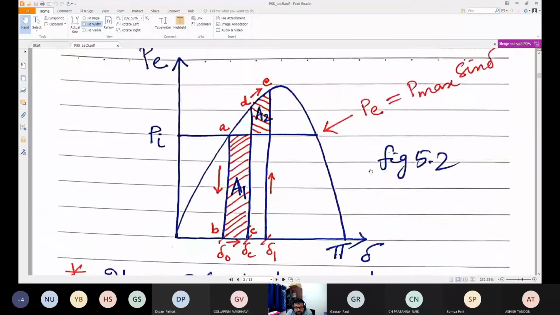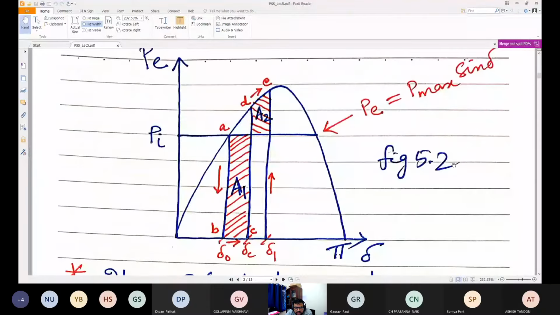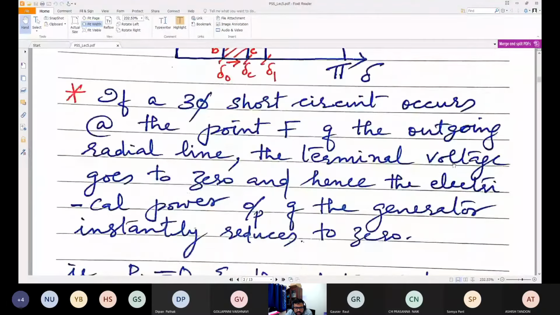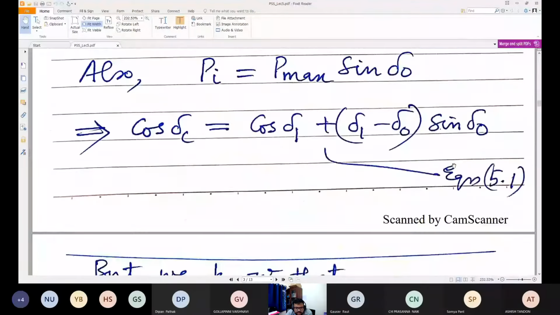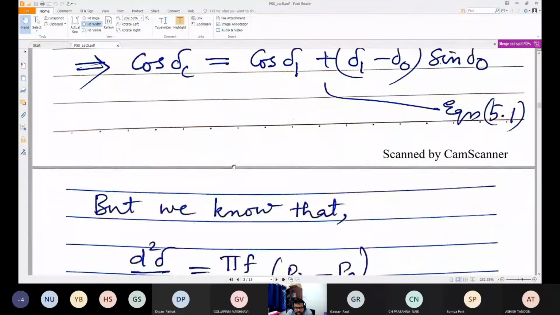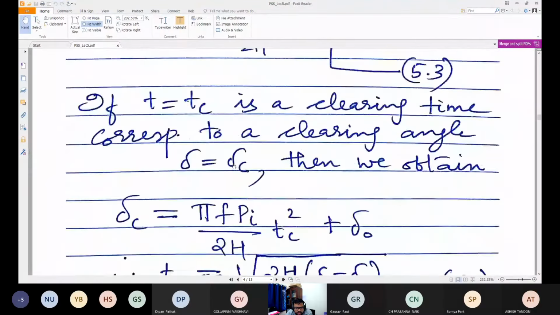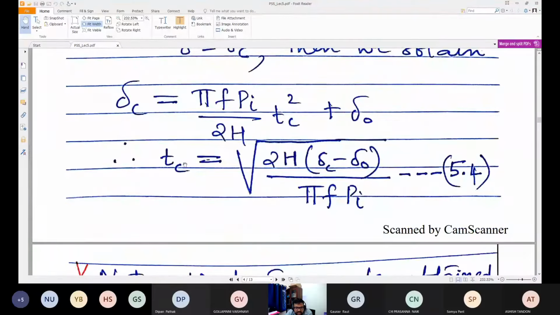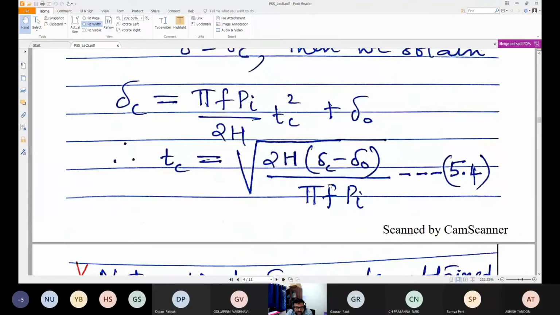From this we have drawn the power angle plot, which is electrical power versus power angle. Then using the equal area criteria, we have found the expressions for finding the clearing angle. Then we derived the equation for clearing time Tc, then critical clearing time Tcr and critical clearing angle del Cr. Just, we made this del 1 as del m.